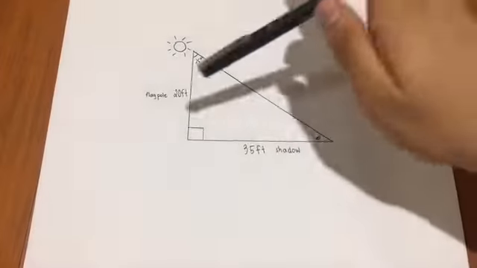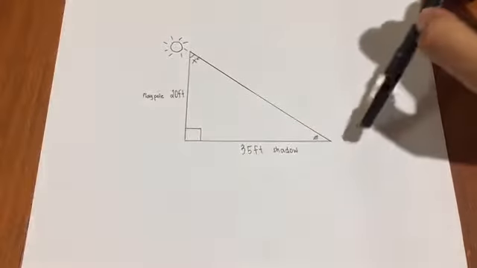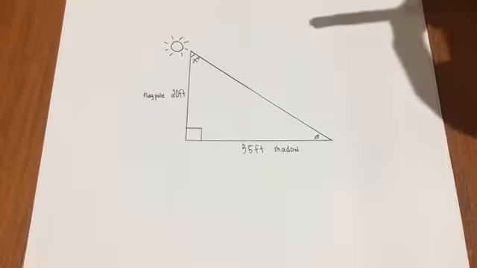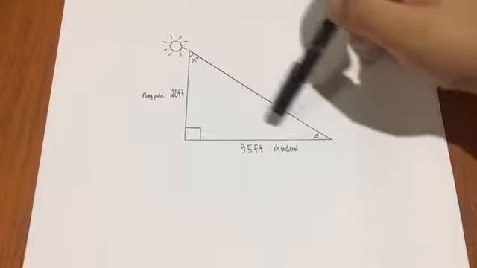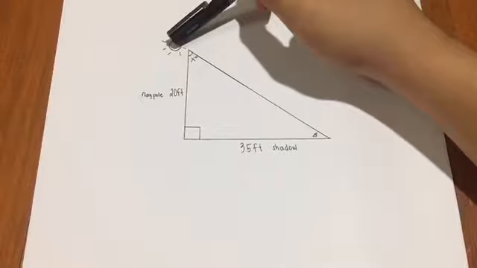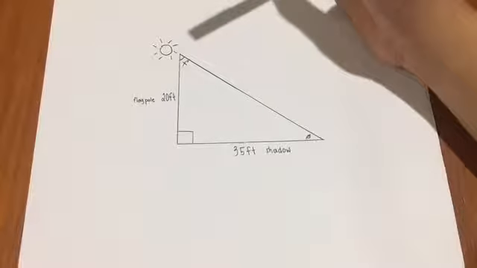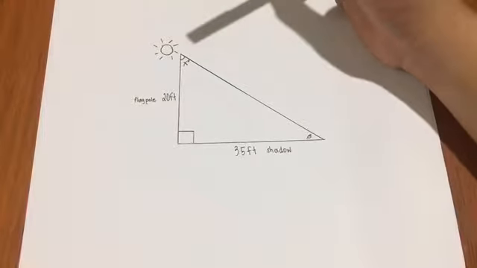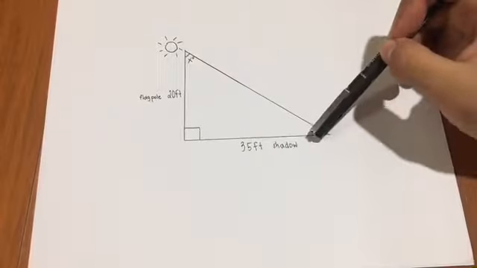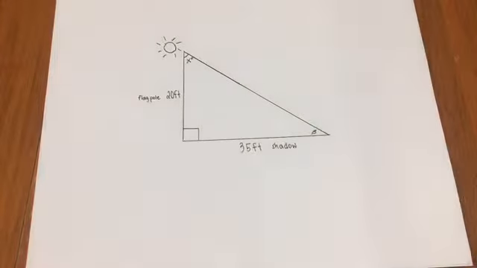Let's say that this side is the flagpole itself, which has 20 feet, and this side is the shadow, which has 35 feet. Let's say that this is the sun's ray or the sunlight, and this is the sun, and we're going to find angle x. Let x be the angle of the sun when it hits the flagpole, and let beta be the angle of the sun when it forms with the shadow.